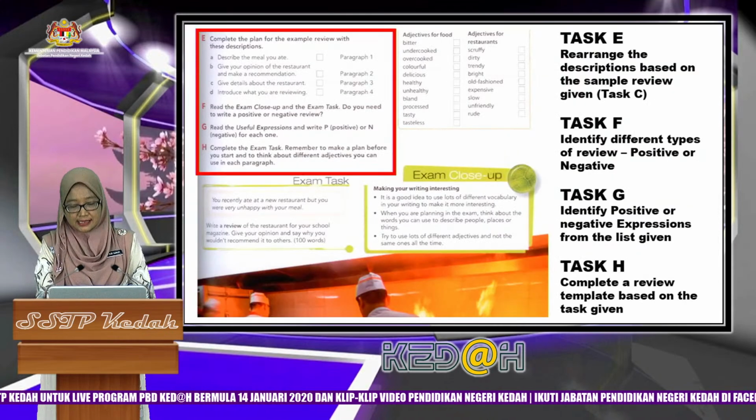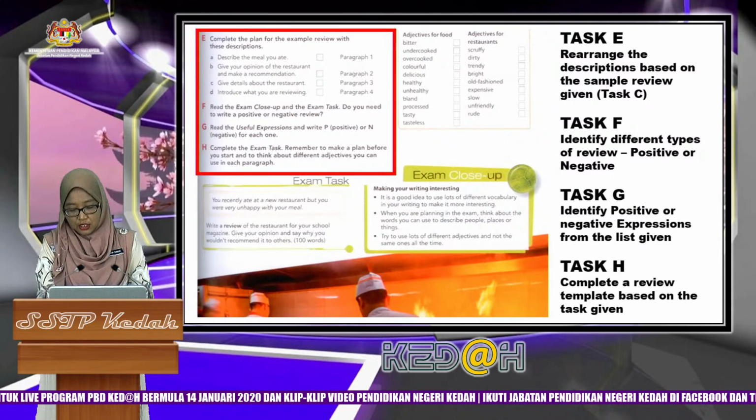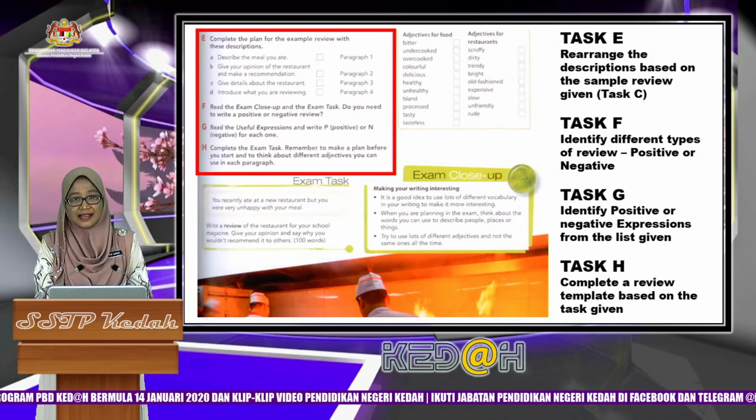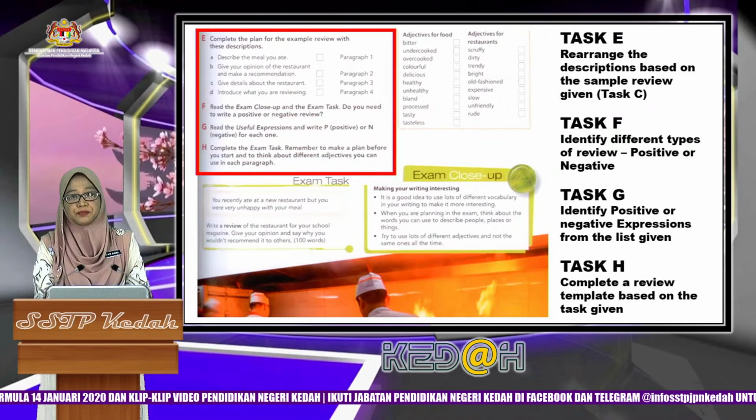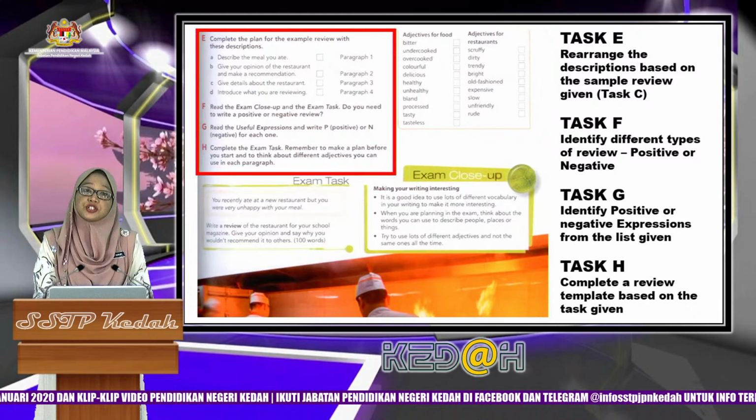For this lesson, I've chosen task E to H. Please note that I've covered exercises A to D in the previous lesson. So what should they do here?